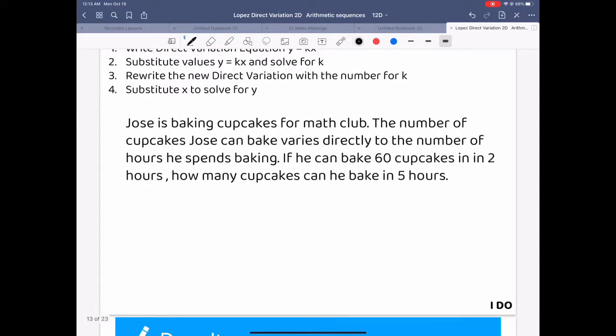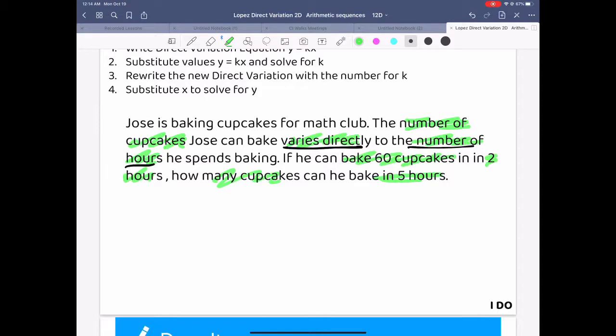All right, now we're looking at the word problems. Again, same thing, same style. You need just to make sure you're reading. Jose's baking cupcakes for the math club. The number of cupcakes Jose can bake varies directly to the number of hours he spends baking. If he can bake 60 cupcakes in 2 hours, how many cupcakes can he bake in 5 hours?